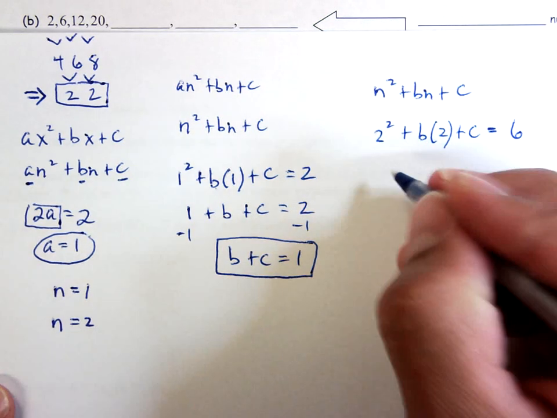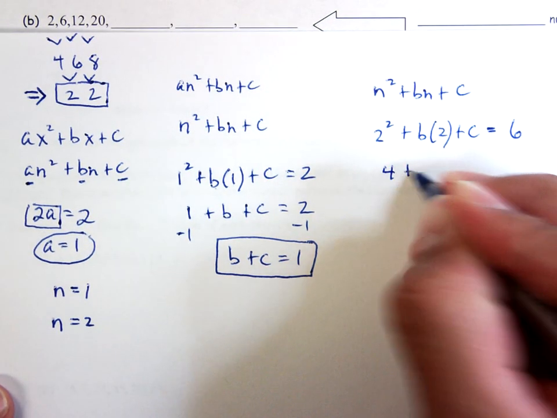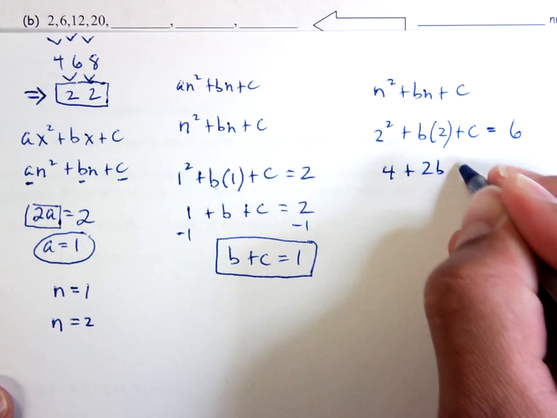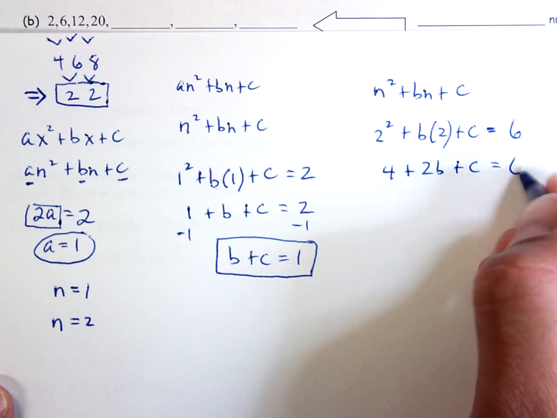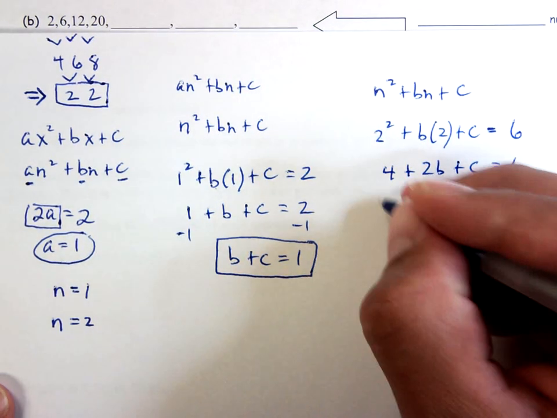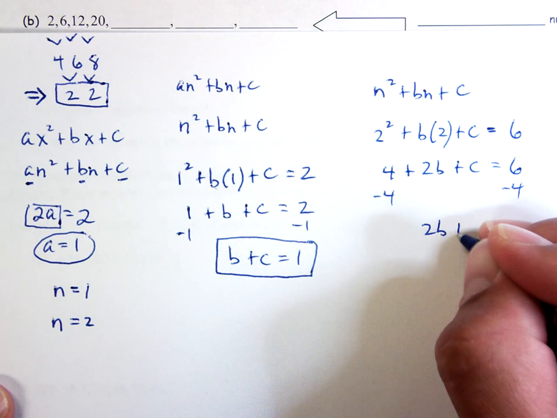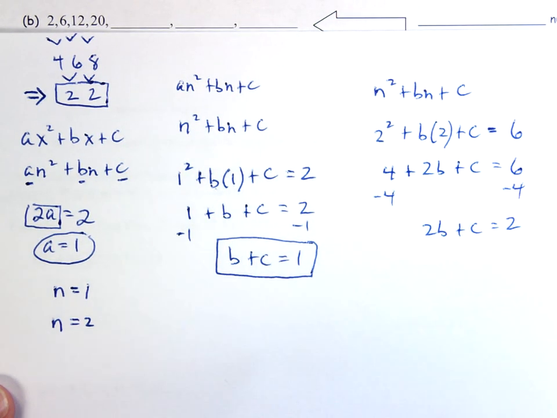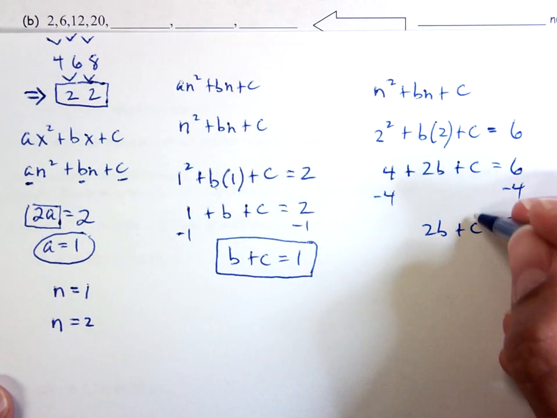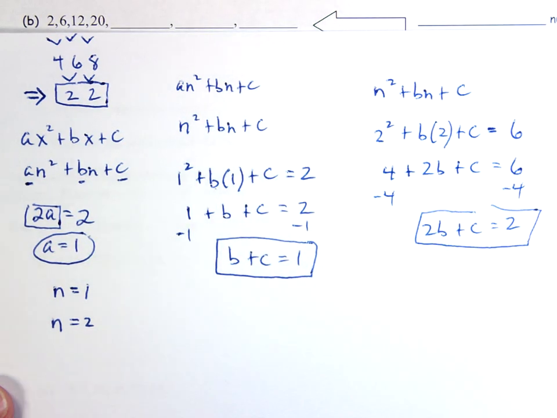So then I get 2 squared, which is 4. 2 times b is just 2b plus c equals 6. Subtract 4 from both sides, and I get 2b plus c is equal to 2. And I can box this one up. Okay, I'm going to slide up because I'm running out of room.